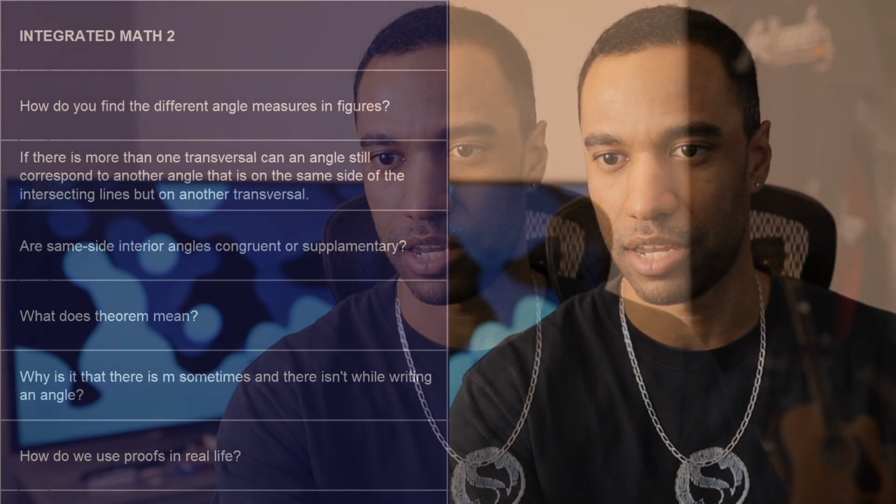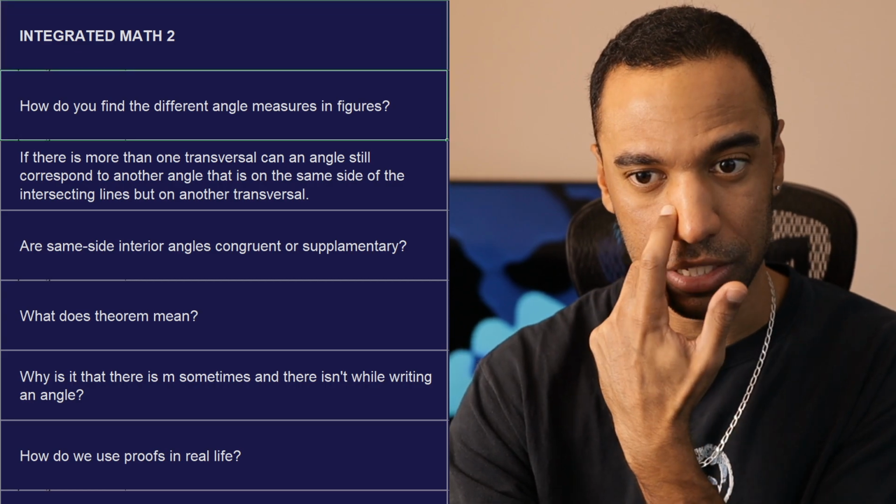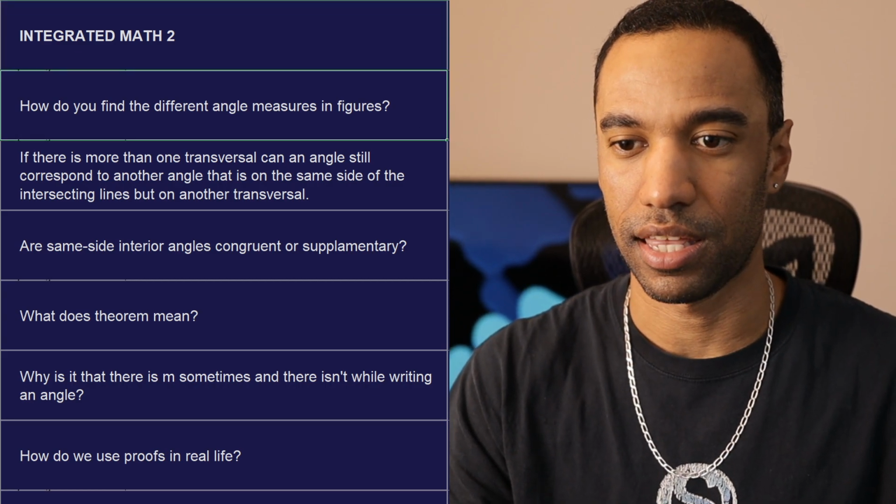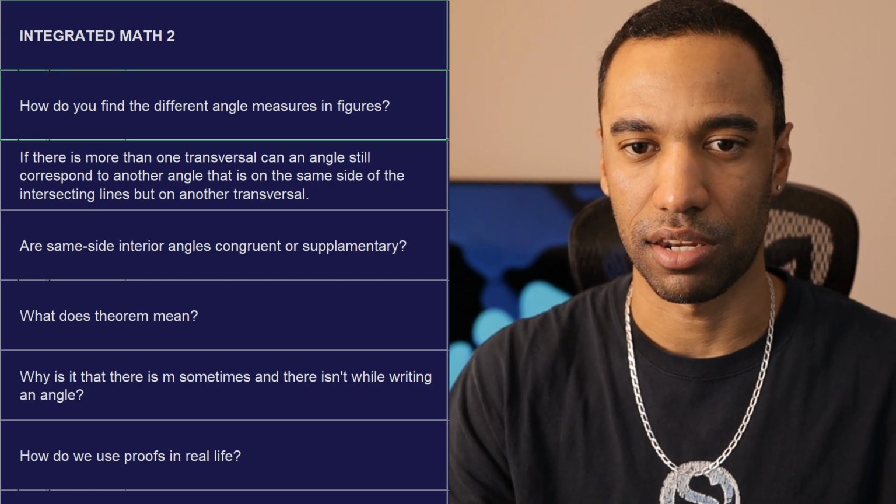I'm just going to go ahead and get started. So let's begin right here. Our first question asks, how do you find the different angle measures in figures?